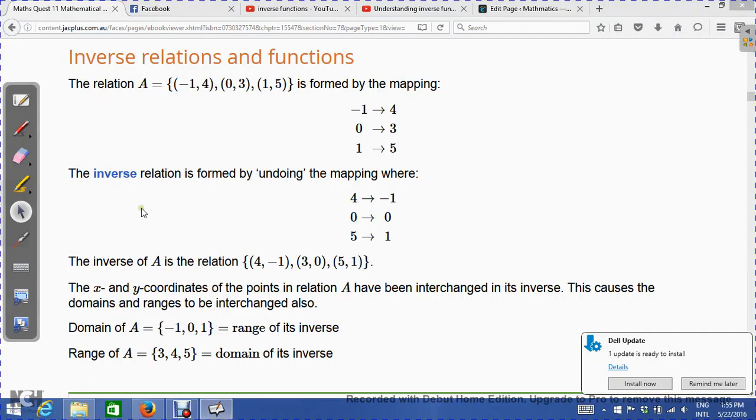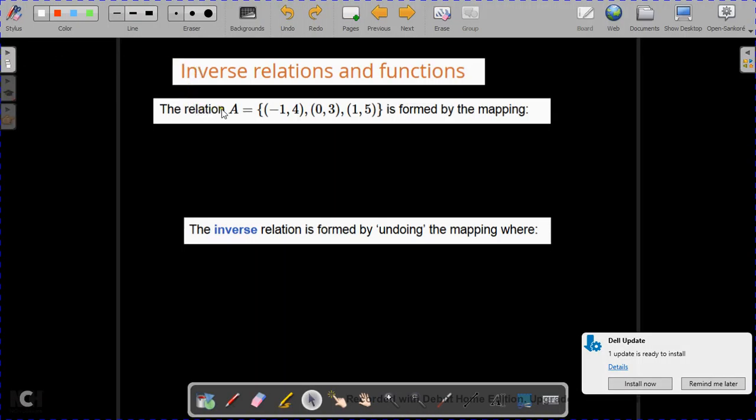Now in this one we're going to have a look at inverse relations and functions. Let's start off by saying A is the set of points (-1, 4), (0, 3), (1, 5). We can say that the relation A is formed by mapping the following: we've got -1, 0, and 1. -1 is mapped onto 4, 0 goes to 3, and 1 goes to 5.